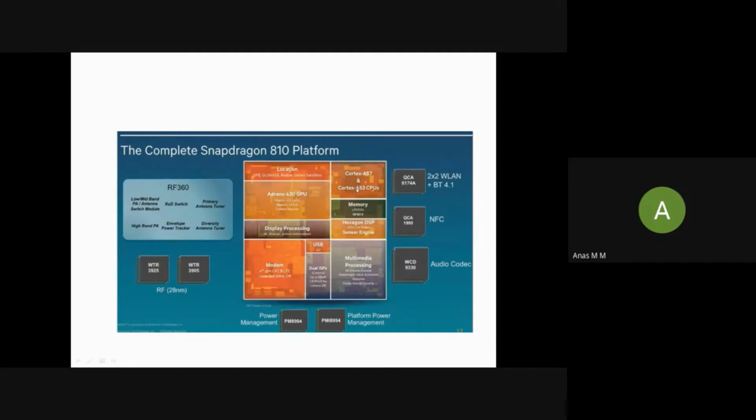Apart from the processor architecture, we have DSP for image and audio processing and all, memory, display processing, modem, USB, ISP modules, multimedia module. So it's a combination of many chips. That is why this is known as a system on chip. It is integrating all kinds of chips into a single module.